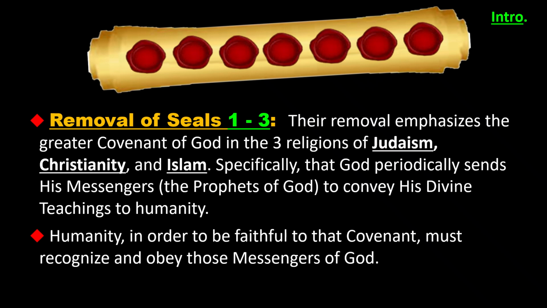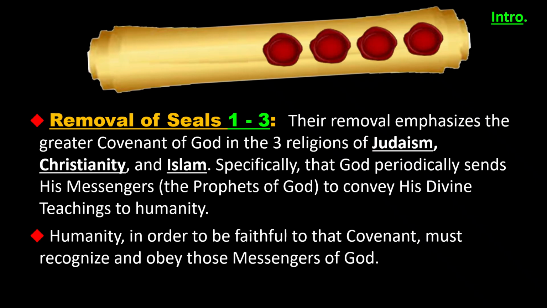So what were the effects of the removal of seals 1 through 3? Their removal emphasizes the greater covenant of God in the 3 religions of Judaism, Christianity, and Islam. Specifically, that God periodically sends his messengers, the prophets of God, to convey his divine teachings to humanity. If you recall from chapter 6, when those first 3 seals were removed, the white horse and rider, the red horse and rider, and the black horse and rider appeared. Those horses and riders symbolized those 3 religions.